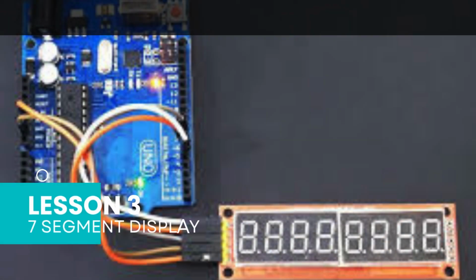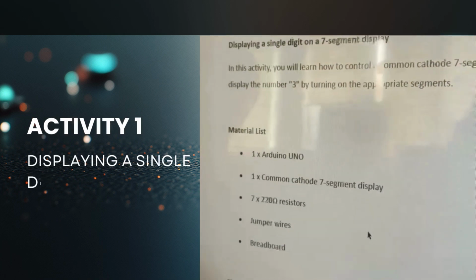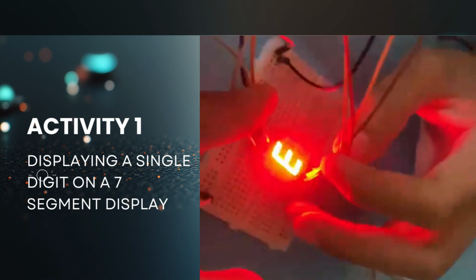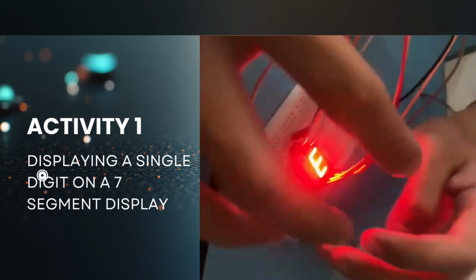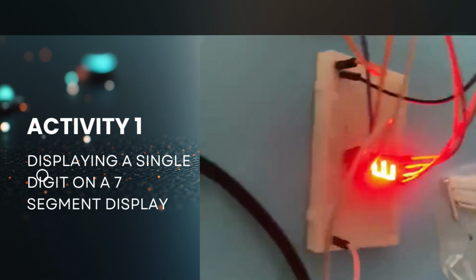And now for lesson 3, the 7-segment display. Activity 1 on 7-segment display, displaying a single digit on a 7-segment display. The number 3 is what we are using to display on the 7-segment display.